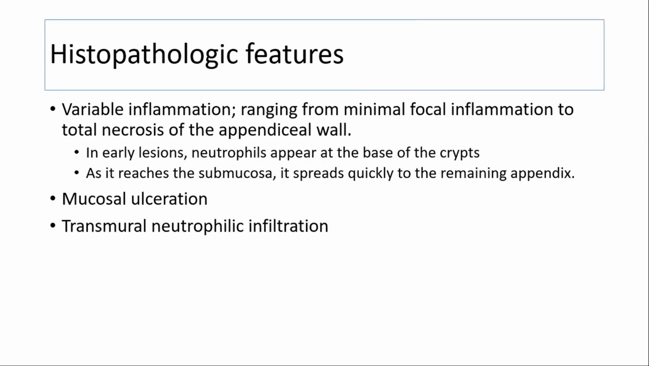So what we see histopathologically depends on the time. If it is early appendicitis, then you will see very minimal change. But as I mentioned here, in the early lesion, we can only see neutrophils within the mucosa or within the epithelium. But as the neutrophils reach the submucosa, it can spread quickly through the wall. So when it is acute suppurative appendicitis, what we can see is extensive mucosal ulceration with transmural neutrophil infiltration.